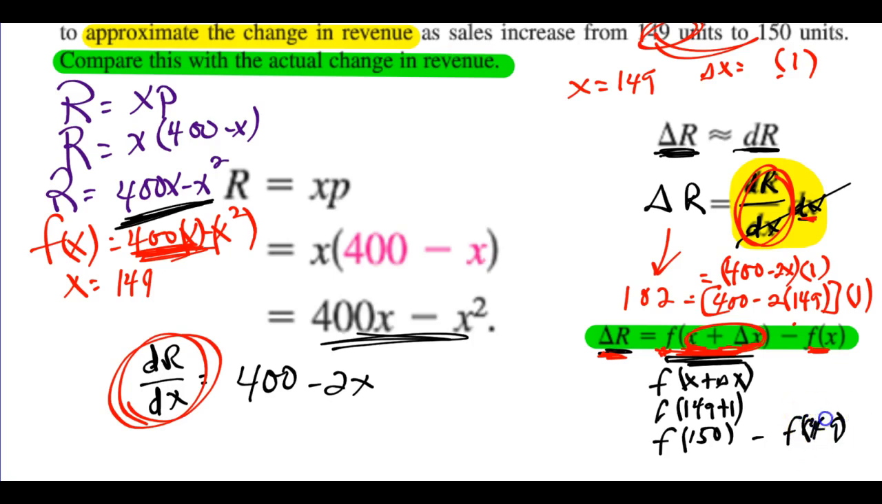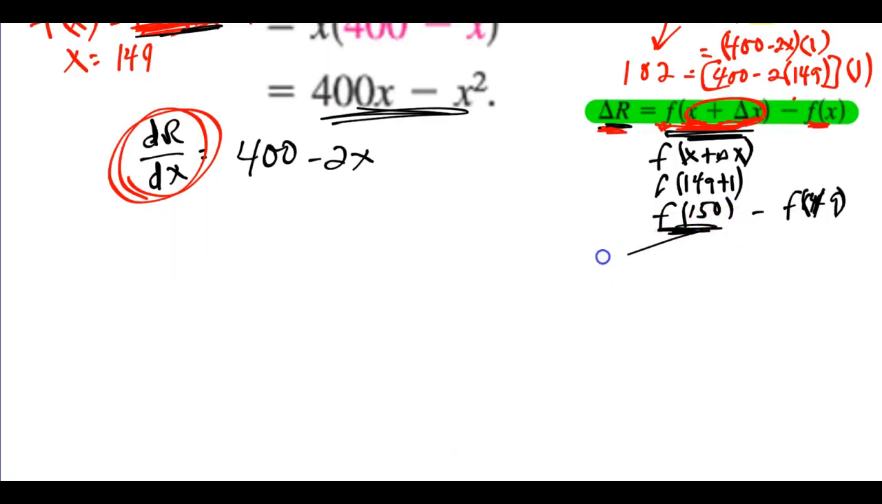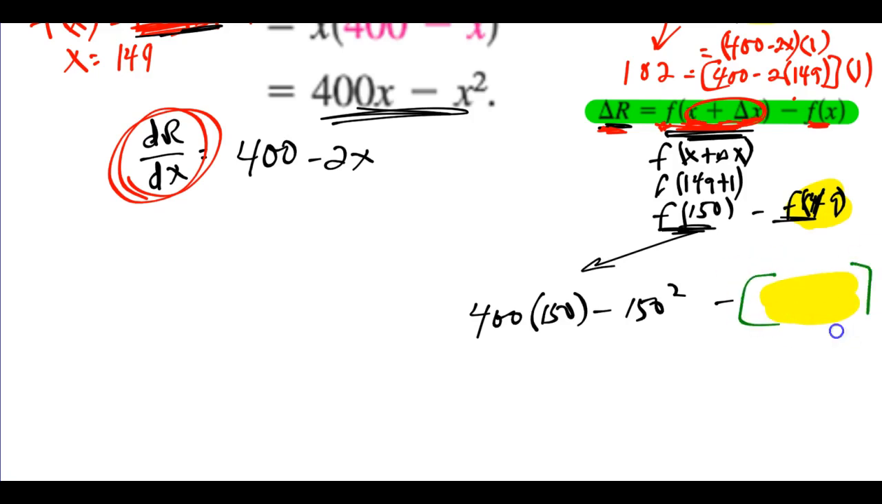So I have to do this function twice, and that's why I need a little bit more room. This guy gives me 400 times 150 minus 150 squared, minus then this guy in yellow. And you better remember to put everything in parentheses: 400 times 149 minus 149 squared. Punch that out, and I think we get close to 101.